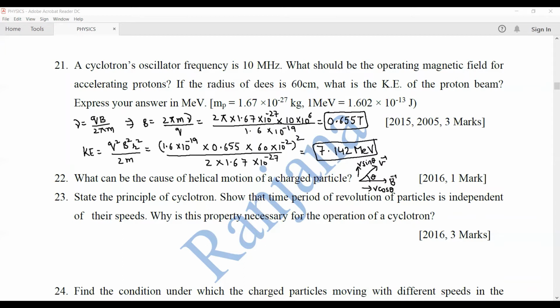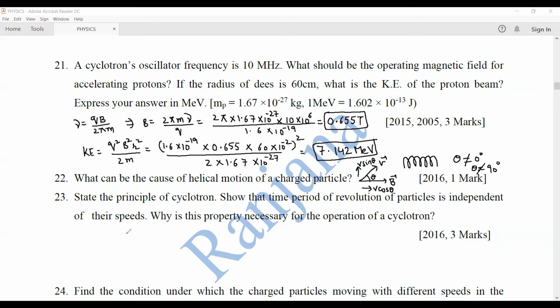Due to V cos theta, it will be moving forward, and due to the V sin theta component, it will be moving along the circular path. So it's moving in a circular path as well as moving forward. Such a motion we call the helical motion. So the charged particle should enter with a velocity making some angle theta with the magnetic field, where theta should not be equal to 0 degree, and it should not be equal to 90 degree. So between 0 and 90, it will describe a helical path.